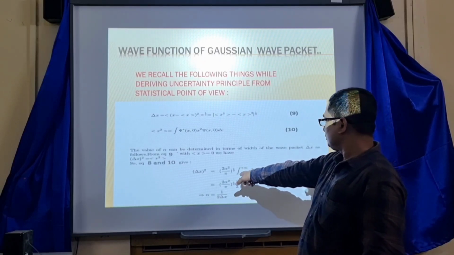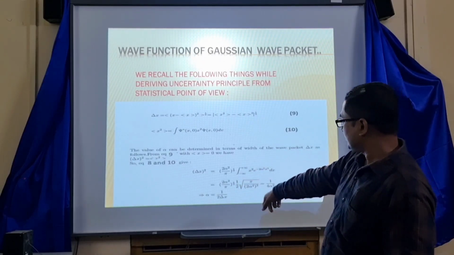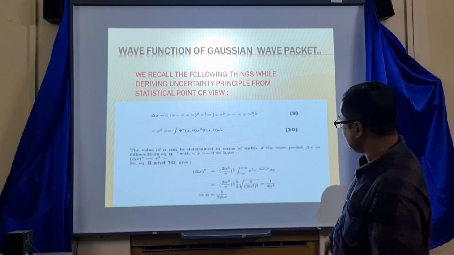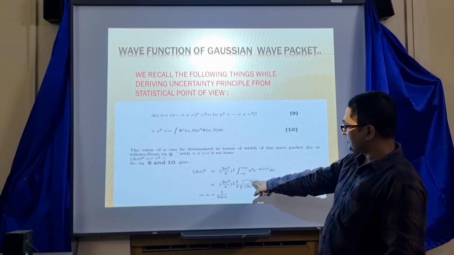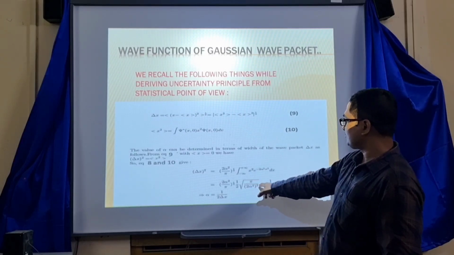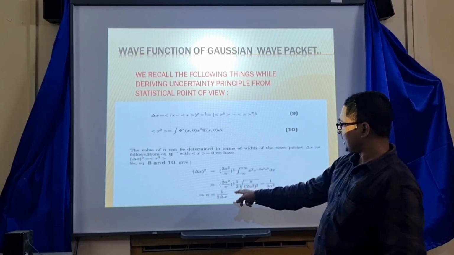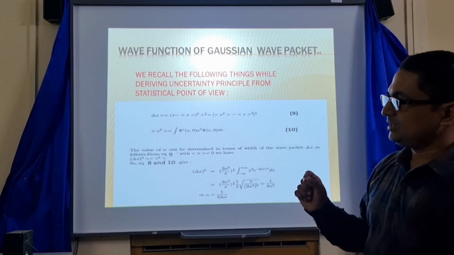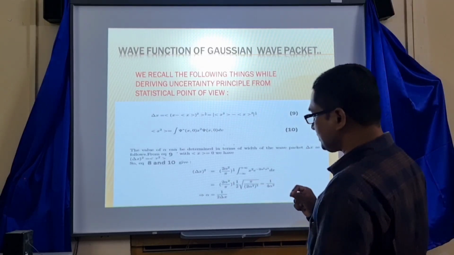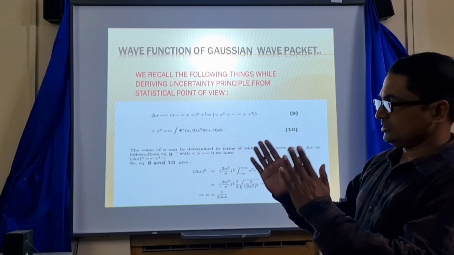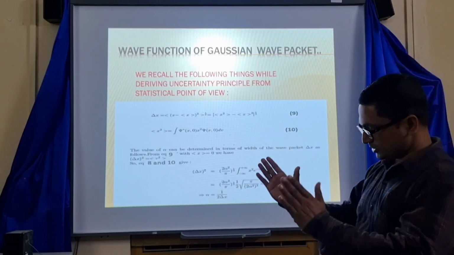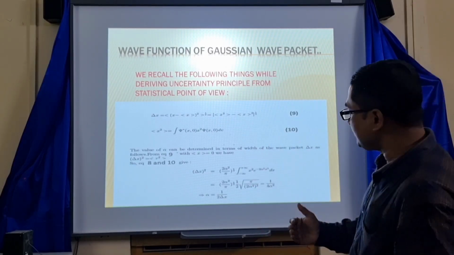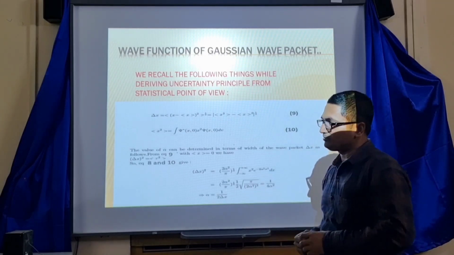Del x square is equal to this expectation value, and ultimately after doing all these integrations, just like in the last slide, where this is a standard integration whose value is pi by alpha square to the power half, we are left with alpha equal to 1 by 2 del x. So alpha is given by the spatial width. That means the spatial expansion, or the uncertainty in space, that is del x, the spatial variation you can say.